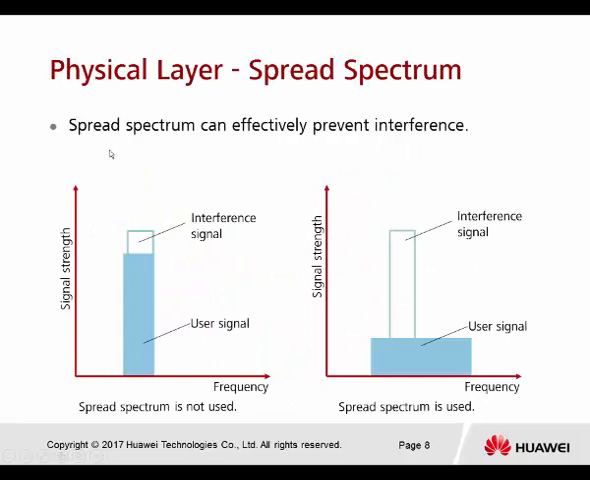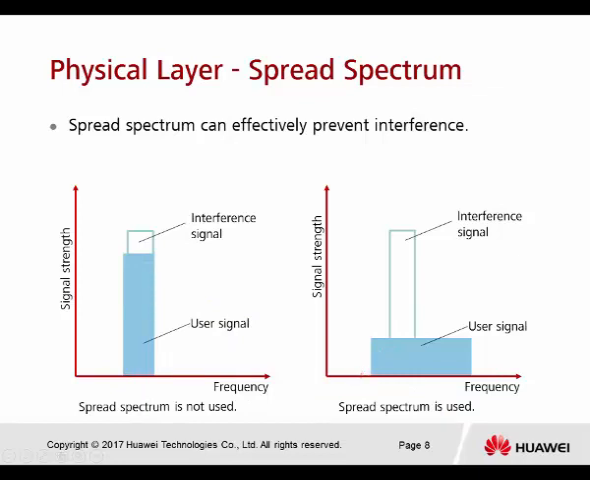Then the next one, the spread spectrum effectively prevents interference. When we're not using the spread spectrum, what will happen? For example, right now we are in the same channel. This is channel number 1 that we're currently using for our SSID. This blue highlighted place is our user signal inside channel number 1. At the meantime, there is also some other interference located in channel number 1. So we get the full interference from this channel, and it will cause our signal to become very weak and unstable. This is the reason why we have to use the spread spectrum. With the spread spectrum, our user signal will become like this.